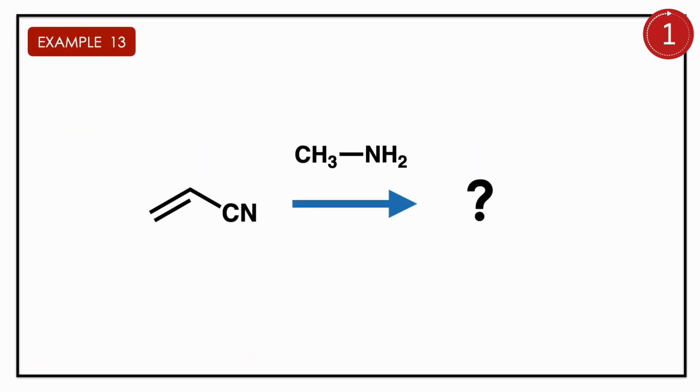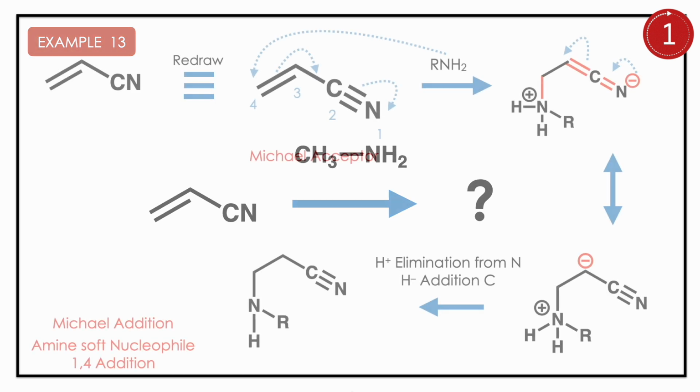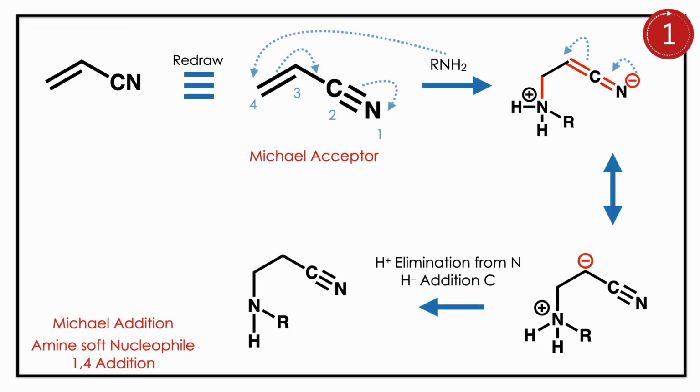Then the next example, you have vinyl cyanide with methylamine. You should find what will be the final product. If you look at the plain side, you might be confused how cyanide becomes a Michael acceptor. If you redraw cyanide properly, you might realize it is an alkene with an electron withdrawing group and conjugation. So it is the Michael acceptor.